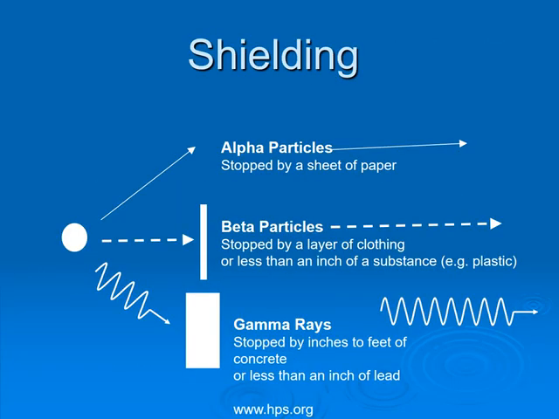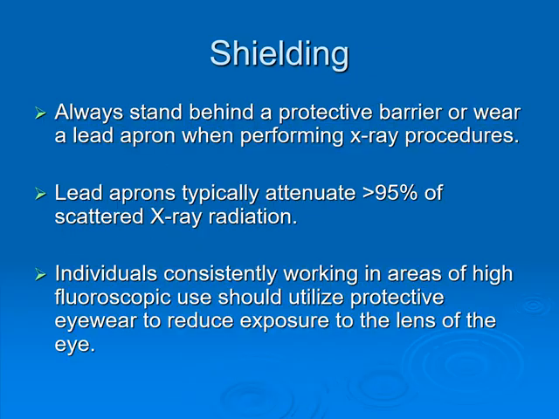Shielding is another way to protect yourself from radiation exposure. Alpha particles are stopped by a sheet of paper. Beta particles are generally stopped by a layer of clothing. We're dealing with X-rays and gamma rays. They are stopped usually by less than an inch of lead. When performing X-ray procedures, always stand behind a protective barrier or wear a lead apron. Lead aprons typically attenuate greater than 95% of scattered X-ray radiation.